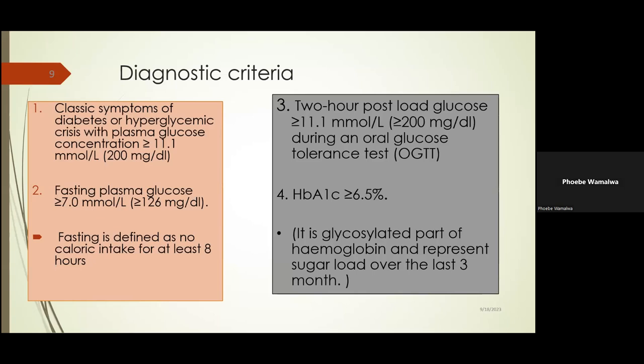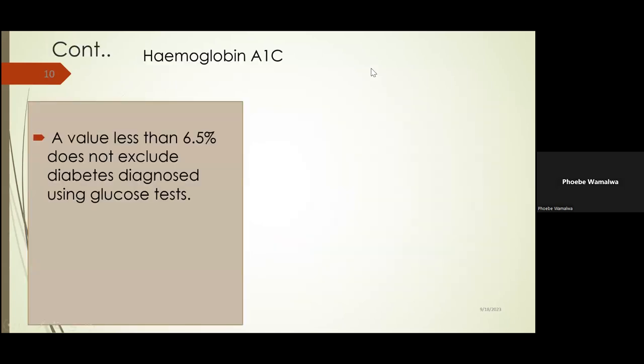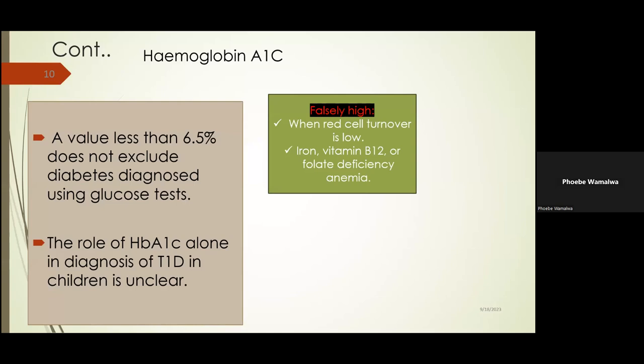HbA1c also has some value, especially if it's more than 6.5%. And HbA1c is basically the glycosylated part of hemoglobin and represents the sugar load over the last 3 months. However, looking further at HbA1c, it's important to know that a value of less than 6.5% does not exclude diabetes diagnosed using glucose tests. And HbA1c alone in the diagnosis of type 1 diabetes in children is unclear.